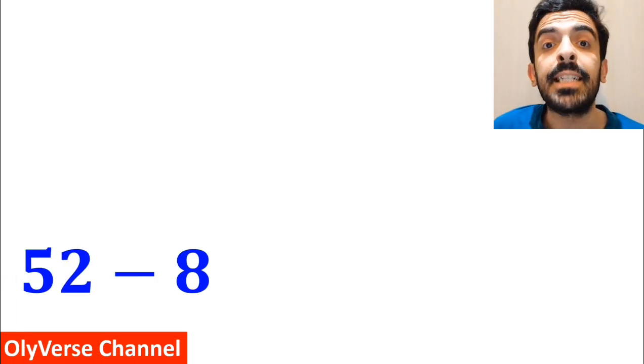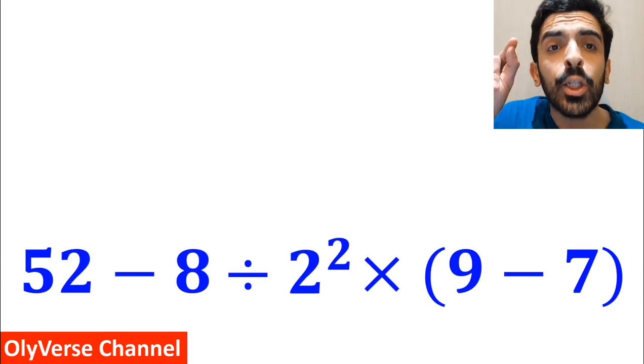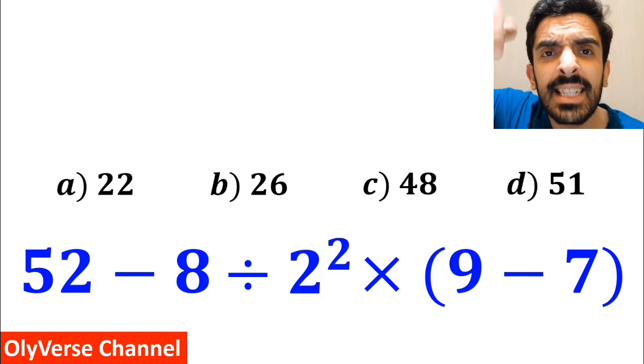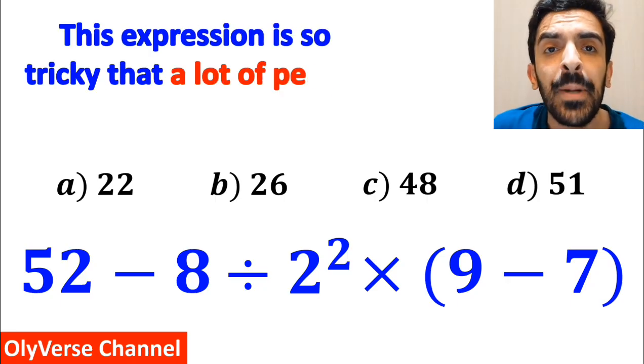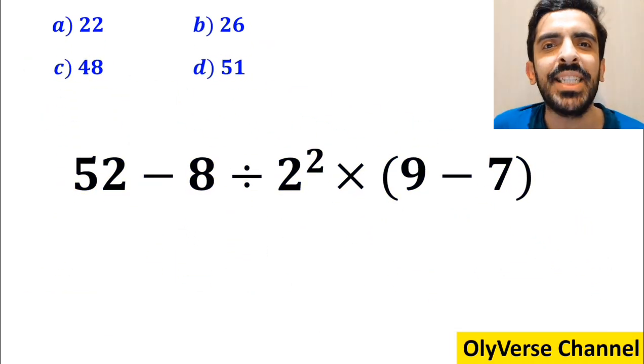What is the value of the expression 52 minus 8 divided by 2 squared multiplied by open parenthesis 9 minus 7 close parenthesis? Which option do you think is the correct answer to this question? This expression is so tricky that a lot of people get the wrong answer. Let's take a closer look and solve it together.